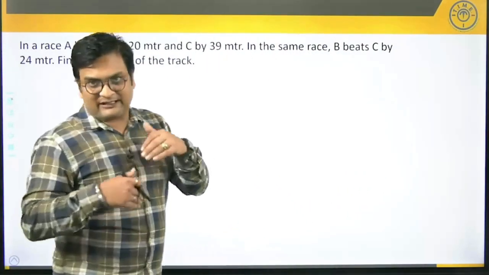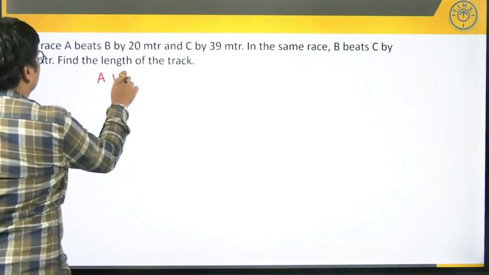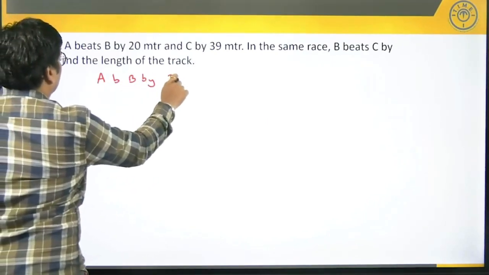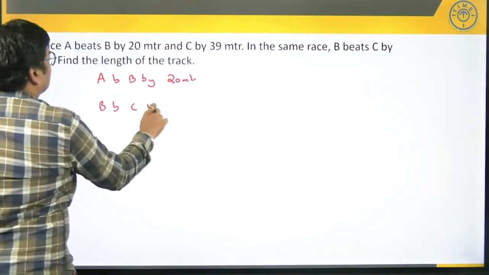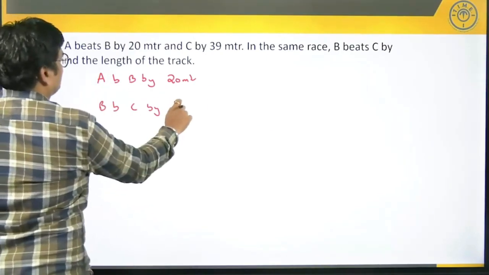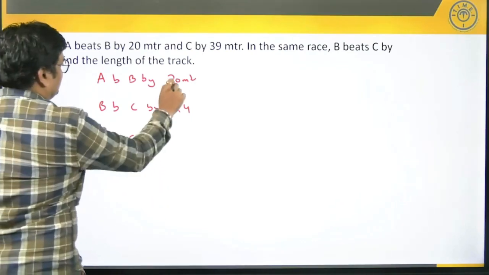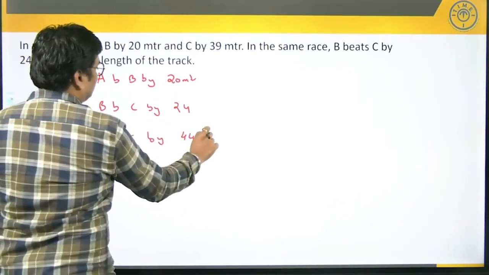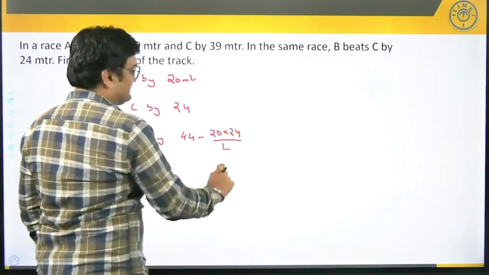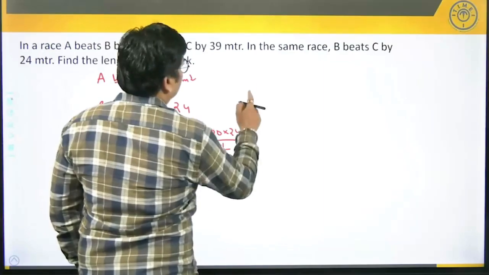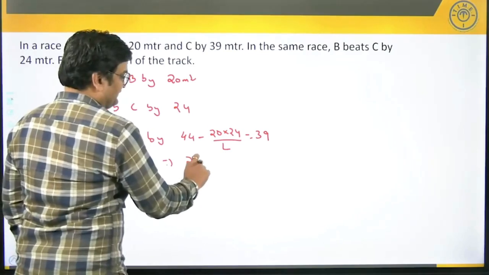Now if you can recall the formula already, we can simply use the formula and say if A beats B by x and B beats C by y, which is 24, then A will beat C by x plus y minus x into y by L, where L is the length of the track, and this is given to be 39. So when you solve this, you will directly get the value of L.